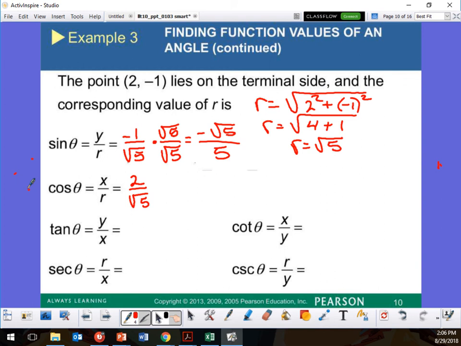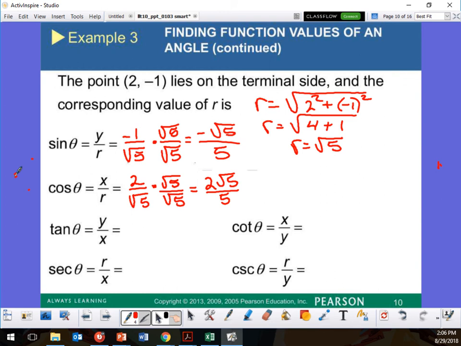So we're going to rationalize this right here. So I'm going to multiply top and bottom by rad 5. Very good. You get 5 on the bottom. 2 rad 5 over 5. There we go. Yes? Okay, those are good.